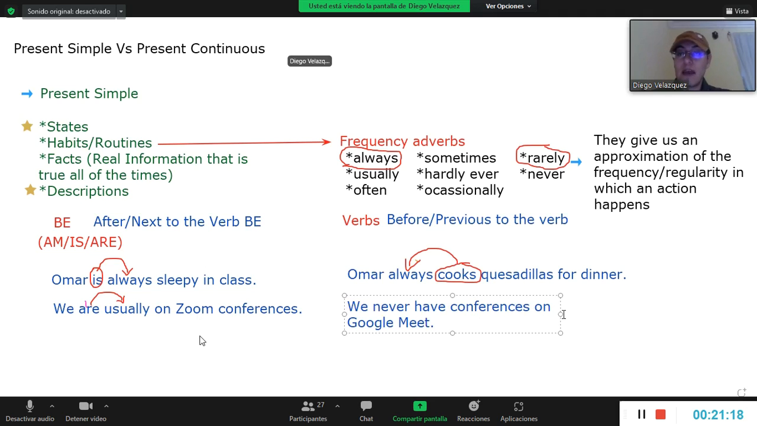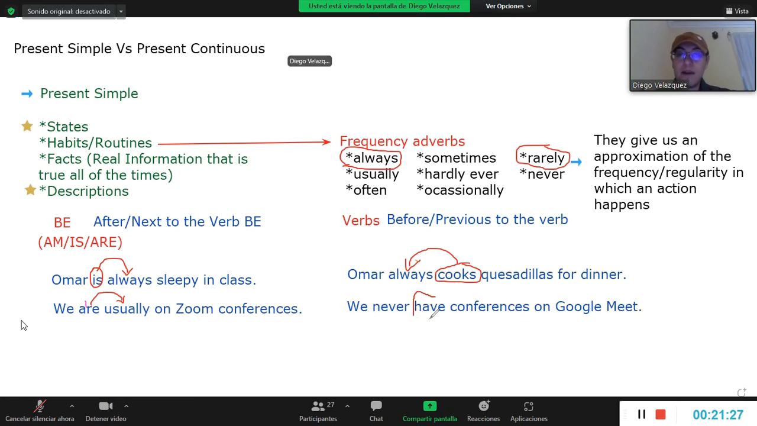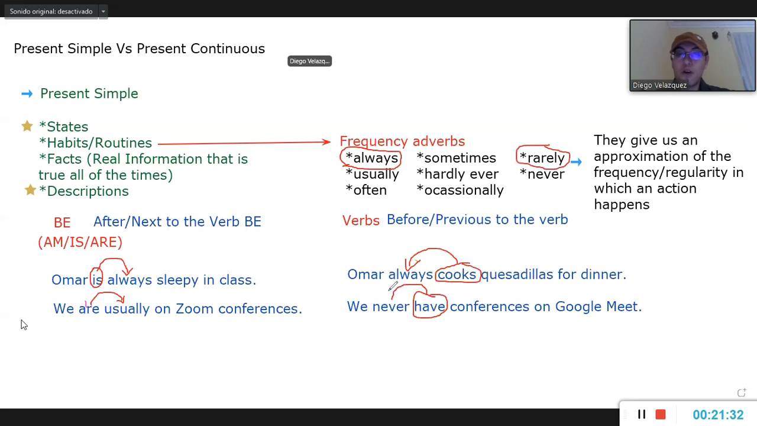Okay, the same situation happens with a different example. We never have conferences on Google Meet. Okay, what is the verb? In this case, my verb is the verb have, but my frequency adverb, similar, when it is not the verb to be, we need to put it before whatever verb we use, okay? But don't forget, in case it's the verb to be, it goes next. All clear in this part, my friends? Yes, teacher.